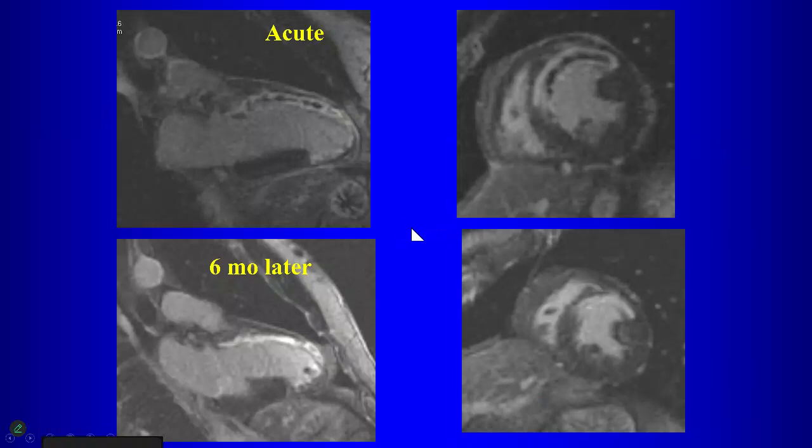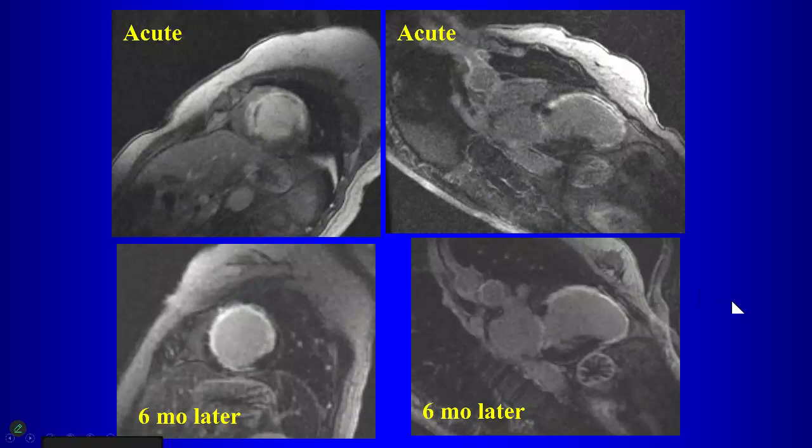So here's that patient with the acute infarct. You can see the microvascular obstruction here acutely on the two-chamber view and also on the short axis view. But 6 months later, all of this is converted to scar. So we no longer see the microvascular obstruction. What we do see now is the delayed enhancement from the scar tissue that is formed within the myocardium.